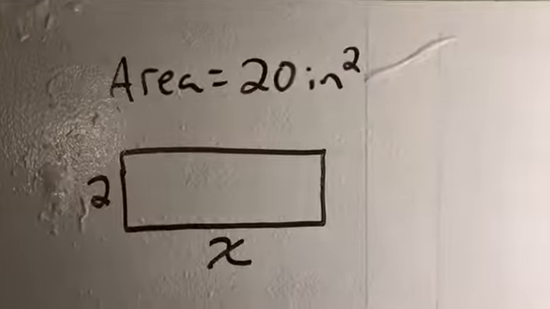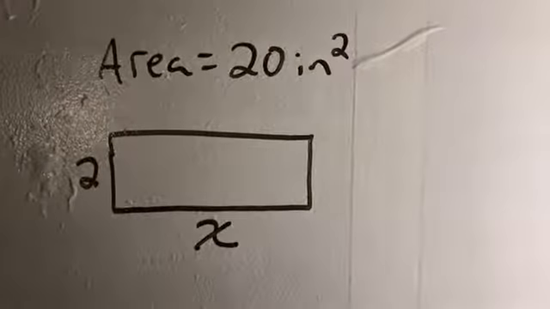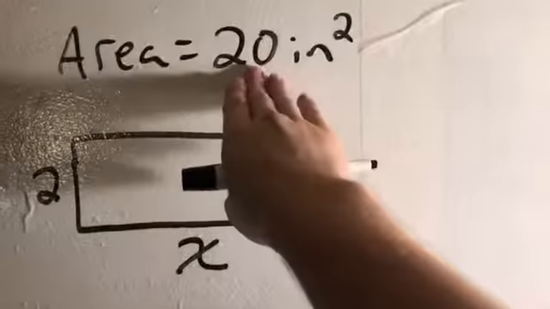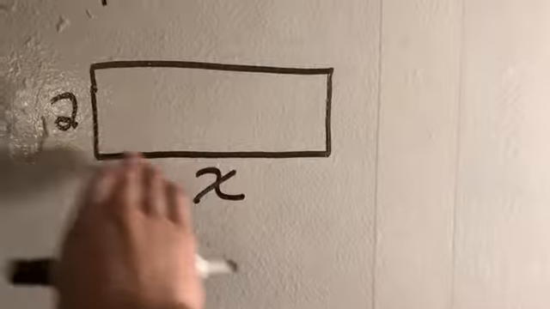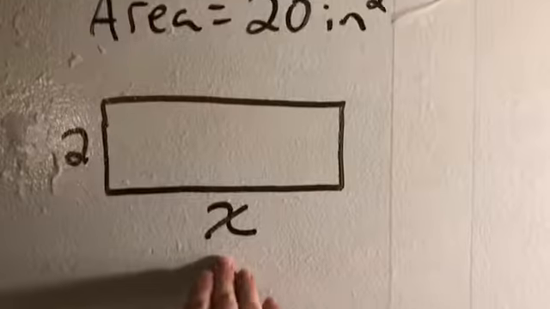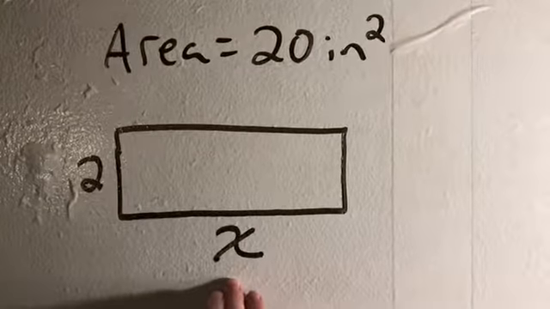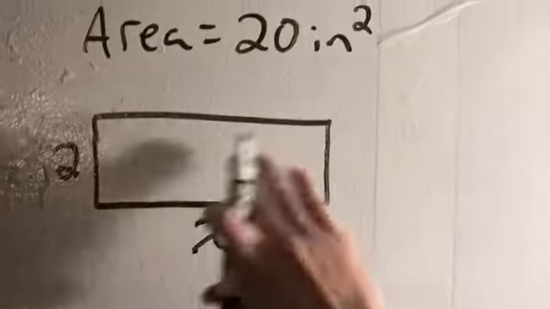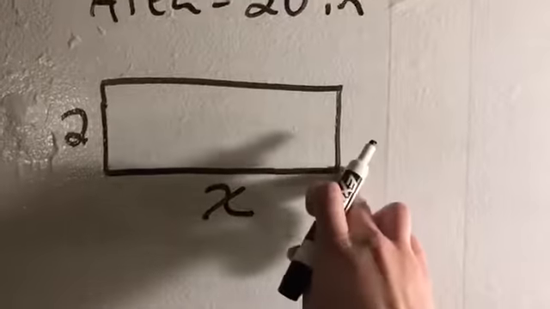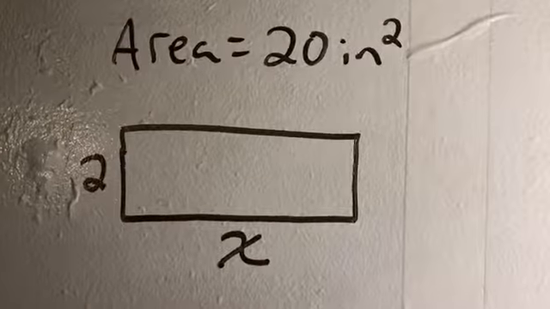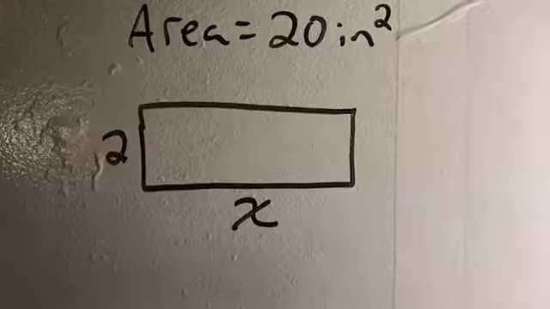Being able to do area at the highest level, you should be able to now be given area and use that information to find a missing piece of the shape itself. So if I have a rectangle here and I know that the area on the inside is 20 inches squared, that's how much space there is, and I know that my length is 2, but I don't know my width, we should have enough information to get that width.